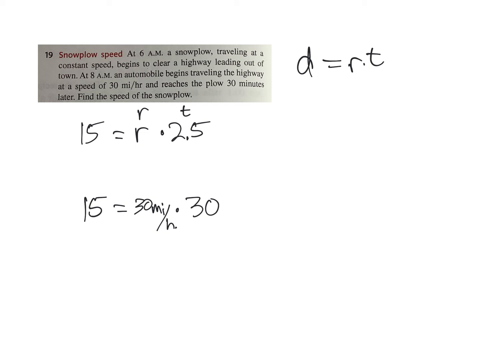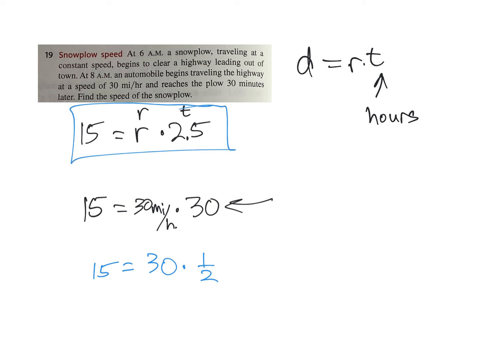Okay? So just to point something out here, if you look at that, you're saying, wait, 30 times 30 is not 15. Well, time in this respect is supposed to be in hours. Always remember that. So really, what you have on the bottom one here is 15 is equal to 30 miles per hour times 30 minutes, which would be 1/2 of an hour.